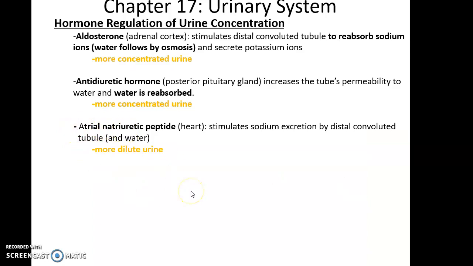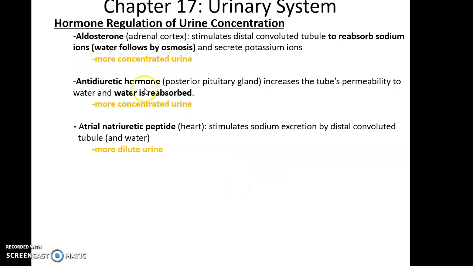Then, of course, we have that hormone I mentioned earlier, atrial natriuretic peptide, which has the opposite effect. The heart says, wait a minute, blood volume, blood pressure is getting too high. It releases its hormone that goes to the kidneys and stimulates sodium excretion by the distal convoluted tubule. Again, normally not occurring in the distal convoluted tubule, but now it is. Sodium is being returned to the filtrate, and so water is following and being returned to the filtrate, leading to more dilute urine, lowering blood volume, lowering blood pressure.